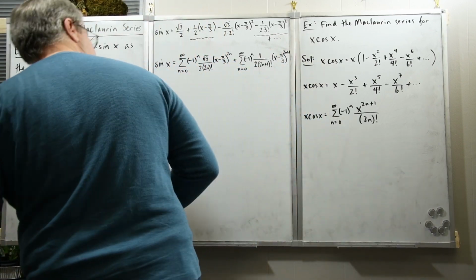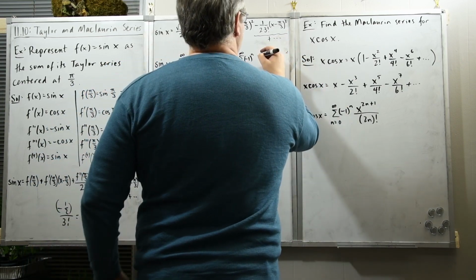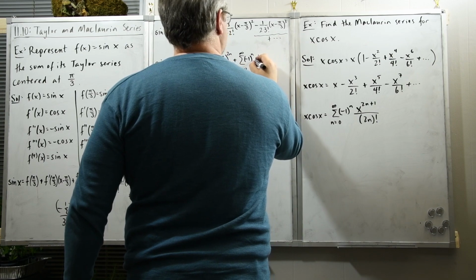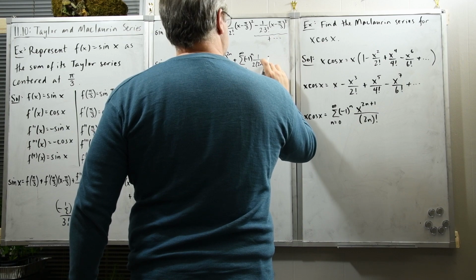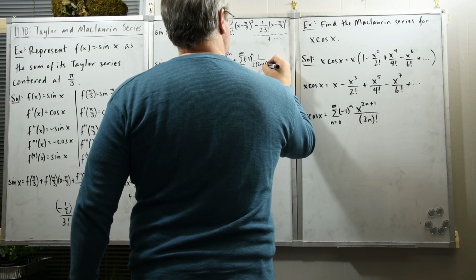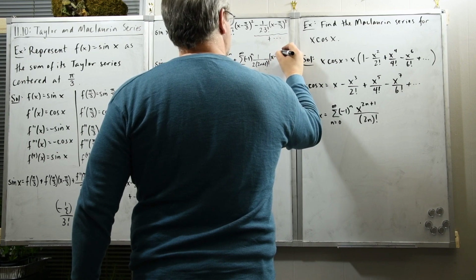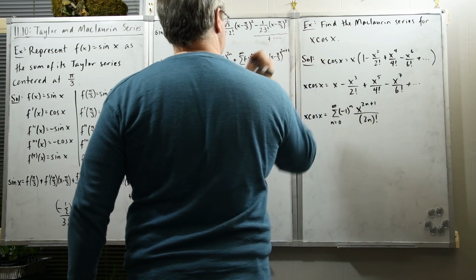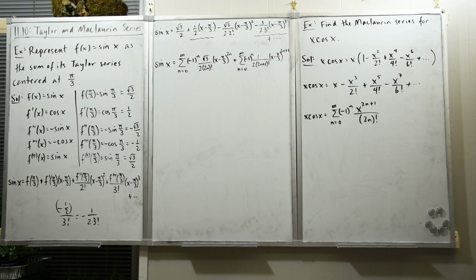So almost enough room. Let's try this one more time. So once again, 1 over 2 times 2n plus 1 factorial. It's x minus pi over 3 raised to the 2n plus 1. All right. So kind of a nasty looking representation, but it works.